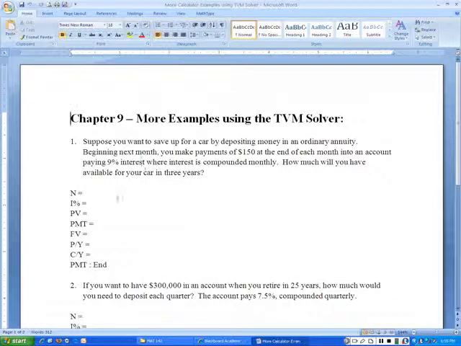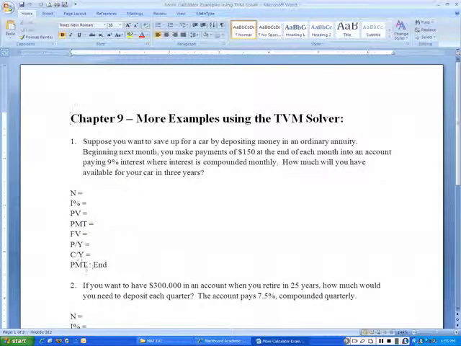Okay, so here it is, and what I've got in there is the different things that you will see on your TVM Solver. The N, and remember N represents the total number of payment periods. The I% is always going to be your percentage as a percentage. You don't have to change to a decimal like you do for the formulas. Your PV stands for present value. PMT stands for payment. FV stands for future value. P/Y stands for payments per year.